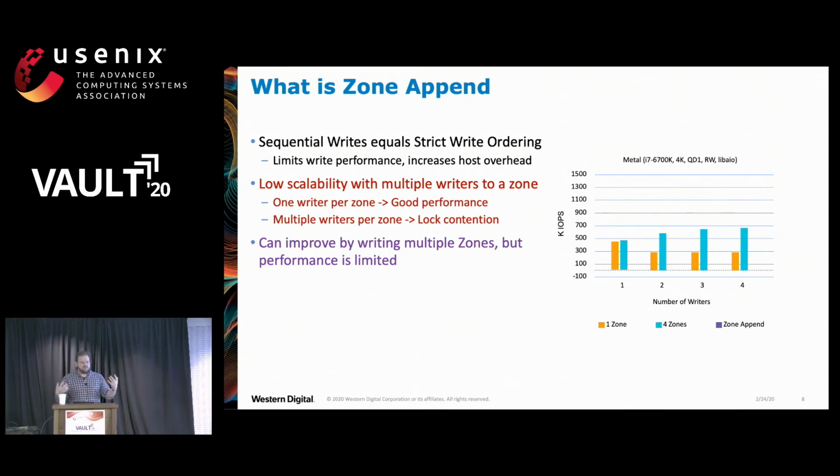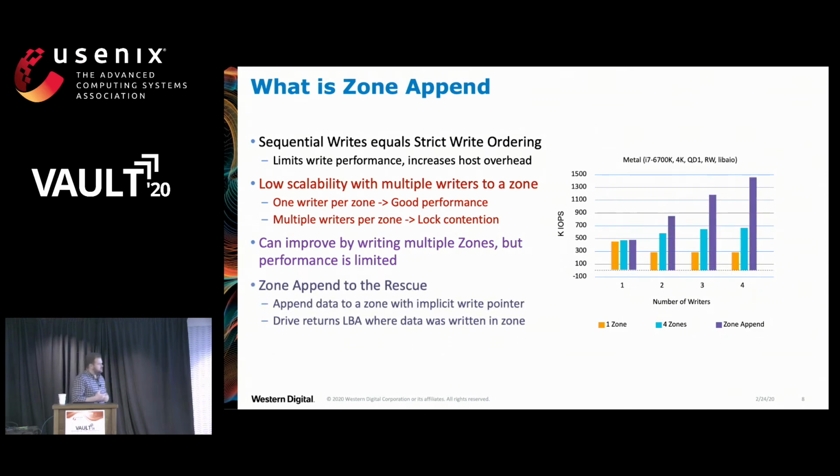But the thing is that we have to lock and ask, can I please go ahead? That is an overhead. So what Zone Append allows us to do is say: here's the zone, here's the data, go ahead and tell me where you wrote it. That's what Zone Append does.